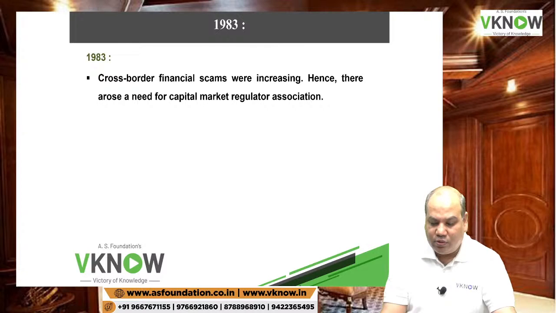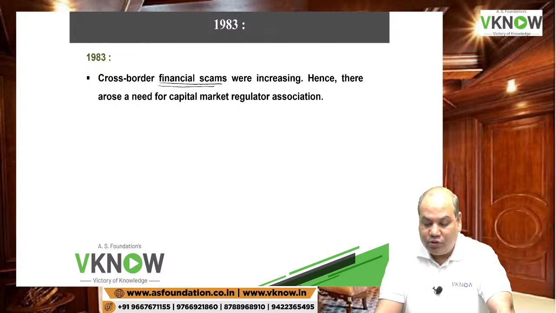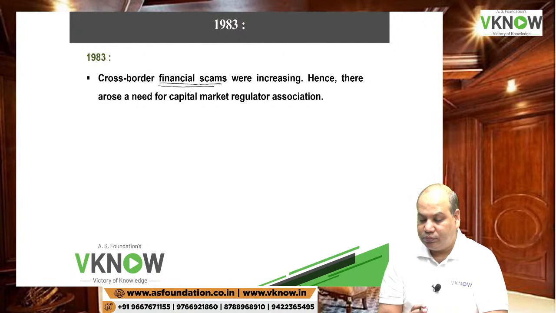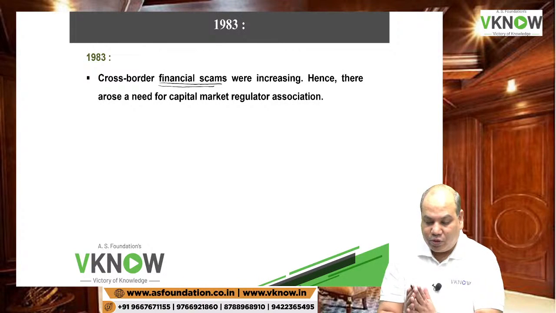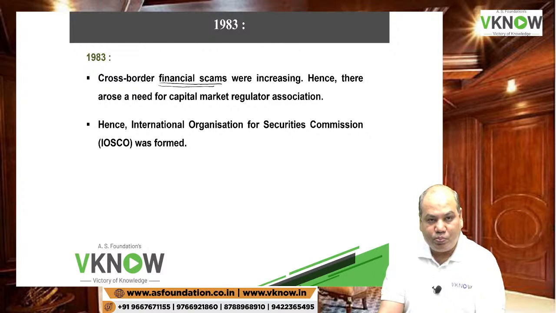Now comes the next phase. The next phase is 1983. Cross-border financial scams were increasing. So as you know, the number of financial scams was increasing. Hence, there was a need for a capital market regulator association because financial statements were not comparable. People were not able to understand. So now the time had come to make a capital market regulator association, and need gives rise to innovations.